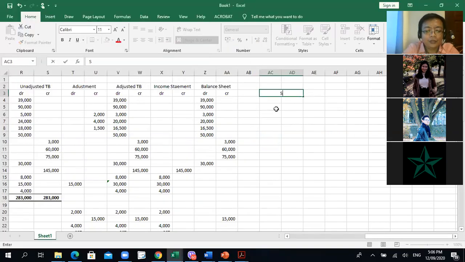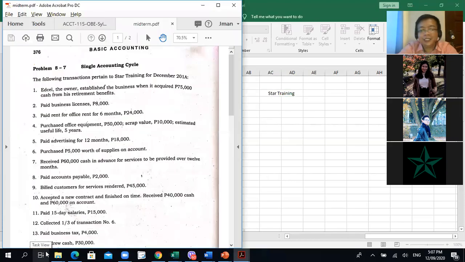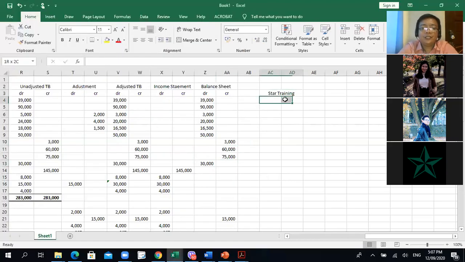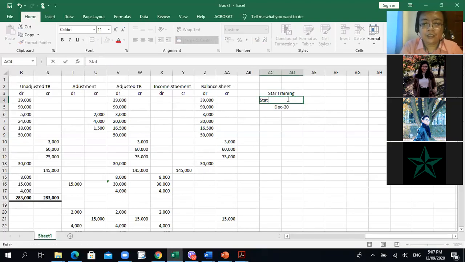So don't worry, some of you, I think, made a cash flow, and that is okay, that is advanced. But for me, the worksheet, posting, journal, then this entire worksheet, then income statement, balance sheet, and statement of equity. That's all. I will give you extra points if ever, but if you already have 100, no need. This is for December 2020. This is the income statement.